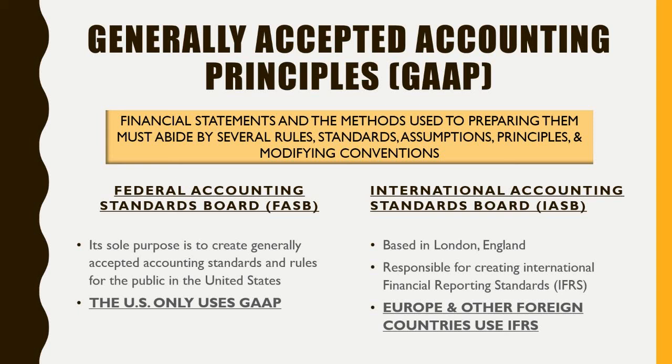Okay, and we'll talk about the rules in a second. And then for the international rules, so anything beyond the U.S., the well-known one is going to be the IASB, which is the International Accounting Standards Board, and they primarily focus on the IFRS, which is the International Financial Reporting Standards, the IFRS.